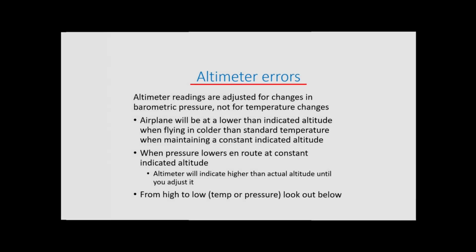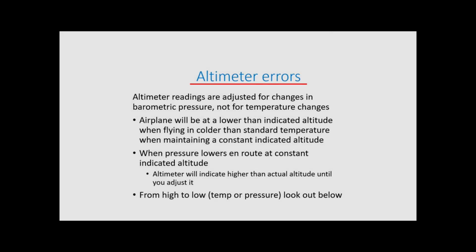Let's talk about some altimeter errors. Altimeter readings are adjusted for changes in barometric pressure, but not for temperature changes. An airplane will be at a lower than indicated altitude when flying in colder than standard temperature when maintaining a constant indicated altitude. When pressure lowers en route at constant indicated altitude, your altimeter will indicate higher than actual altitude until you adjust it. Remember, from high to low, look out below.